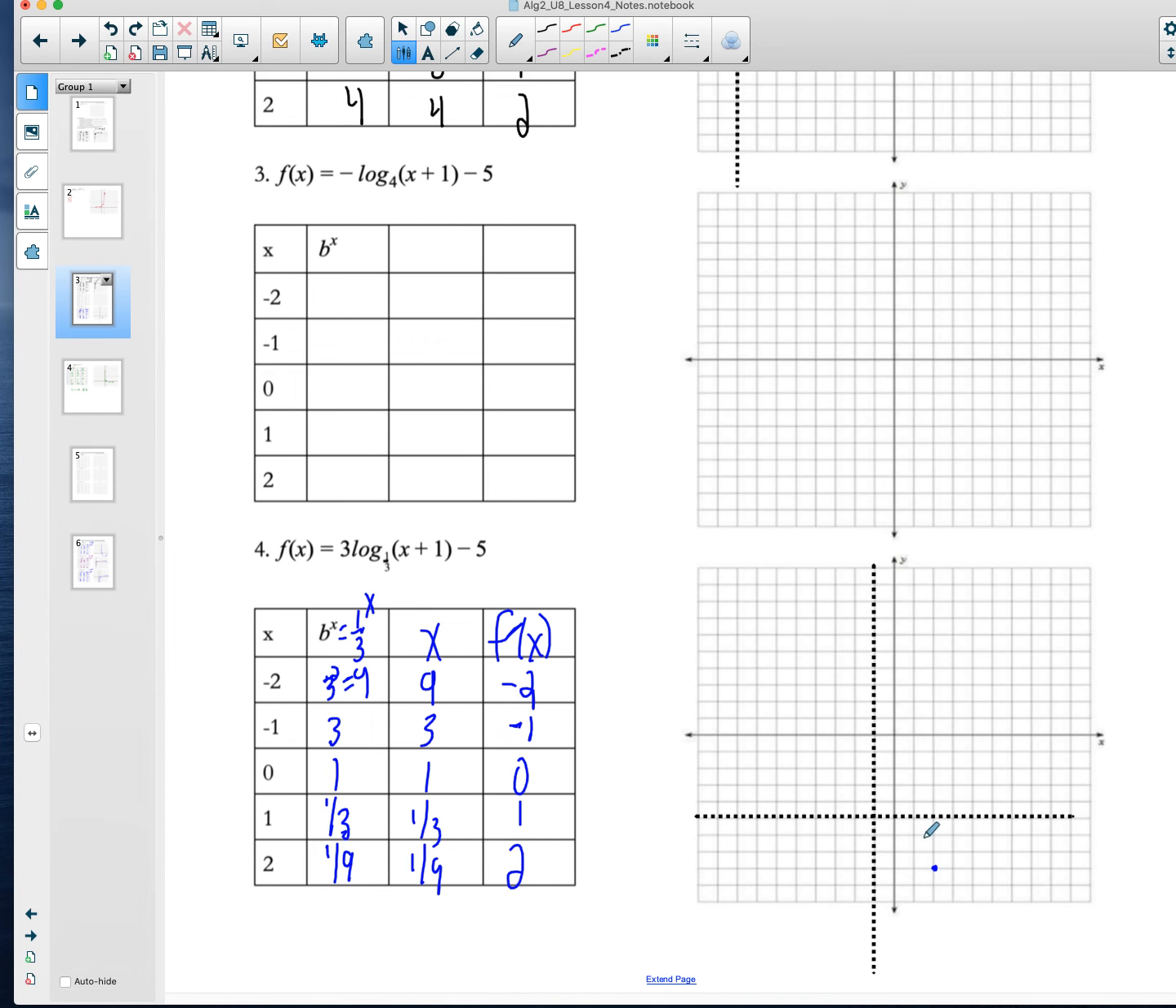1, 0, once again, is not going to be affected because 0 times 3 is still 0. And then notice I would normally go to the right 1/3 and up 1. So I would go to the right 1/3, but instead of going up 1, I have to go up 3 now because of that A value. That gives me this point. And there it is. Now you can see that the domain for this is going to be just like example 3. So start at that vertical asymptote of -1 and keep going to the right forever. And then our range is going to be all real numbers.